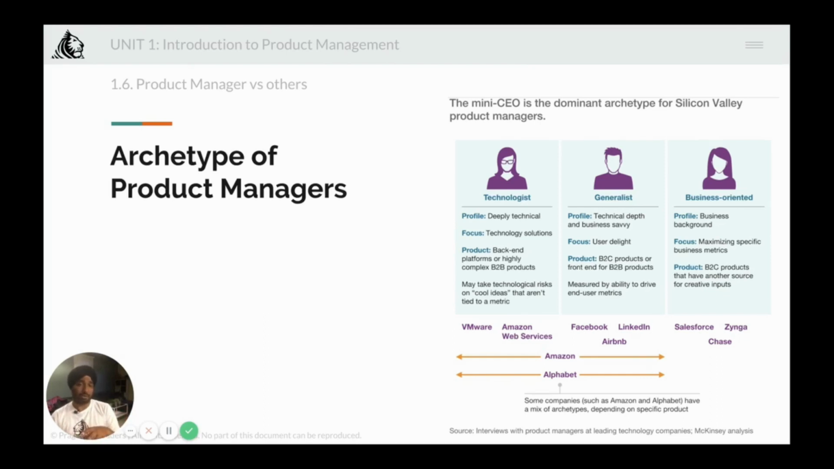Technologist kind of PM is expected in a VMware, Amazon Web Services kind of company. A journalist is expected in Facebook, LinkedIn, Airbnb, right? Now, Amazon and Alphabet have so many different products that it scales from technology to journalists continuously, right? And a business-oriented product manager would be expected in a Salesforce, Zynga, Chase, SAP kind of company.